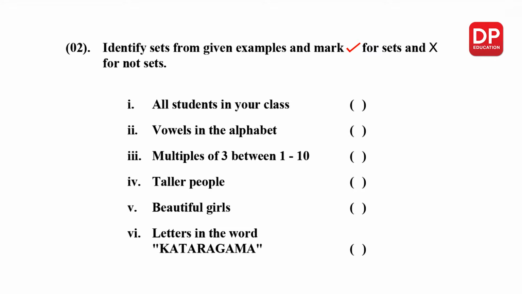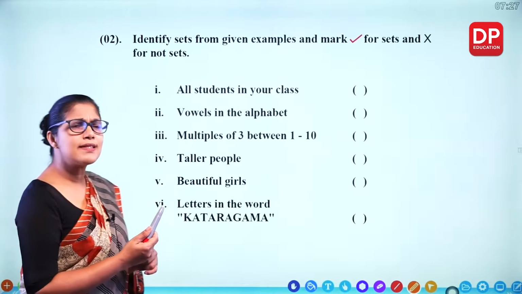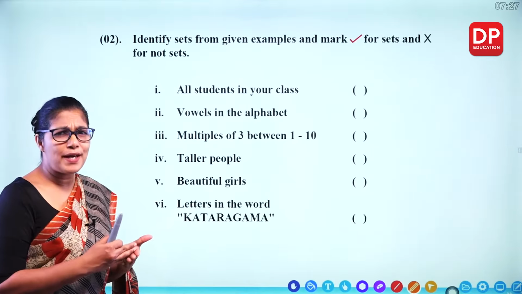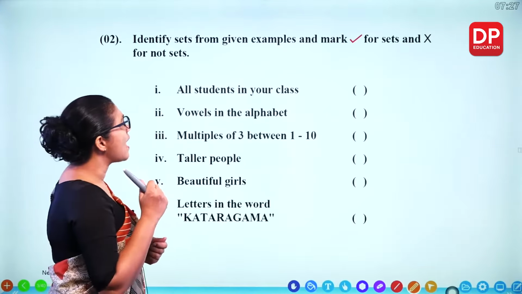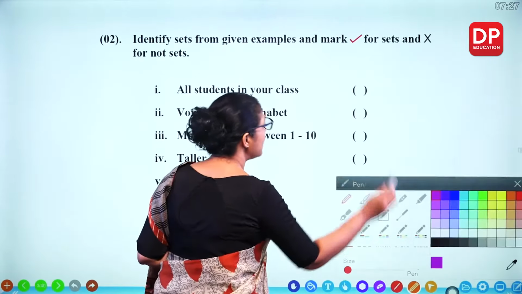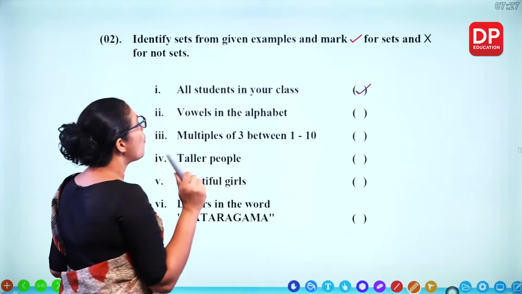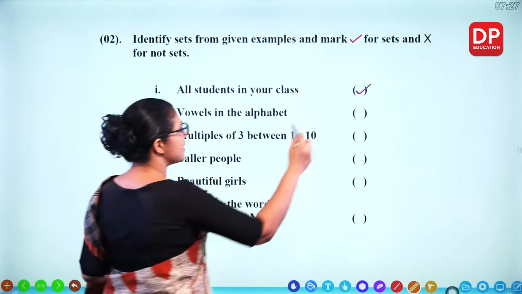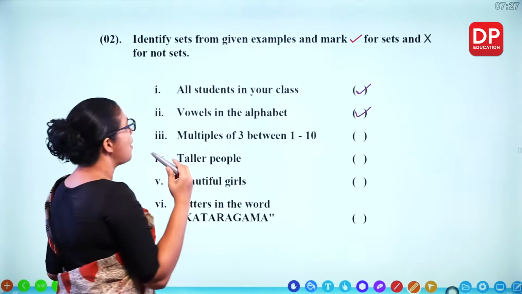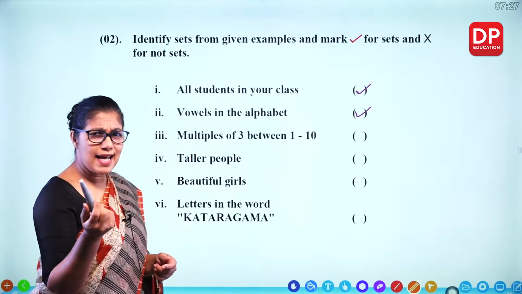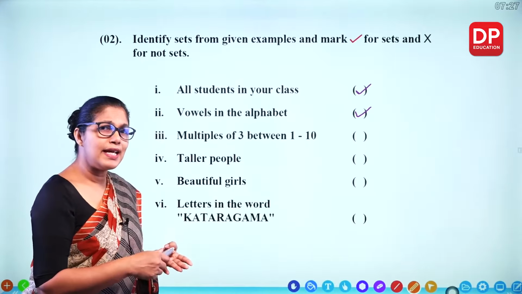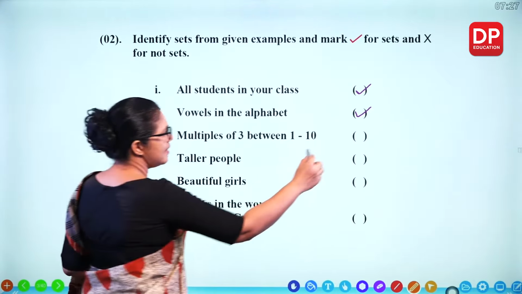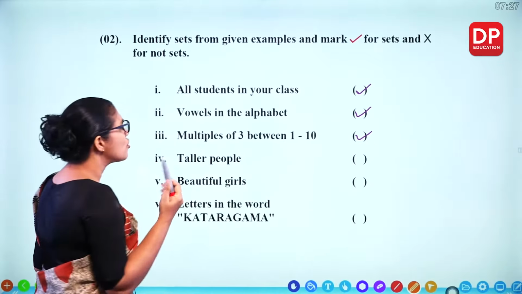Now we'll take these examples and identify whether these are sets or not sets. All students in your class, you know your peers. So that's identifiable. So that's a set. Vowels in the alphabet, A, E, I, O, U. We know that. So that's a set. Multiples of 3 between 1 and 10. What are the multiples? 3, 6, 9? Yes, that's a set.